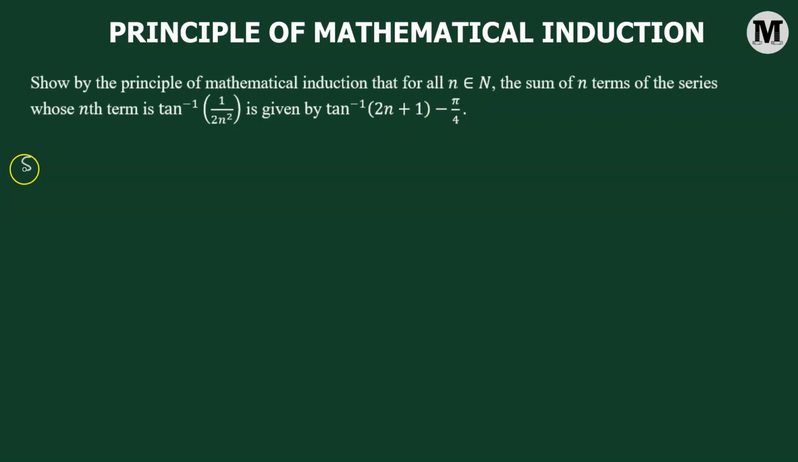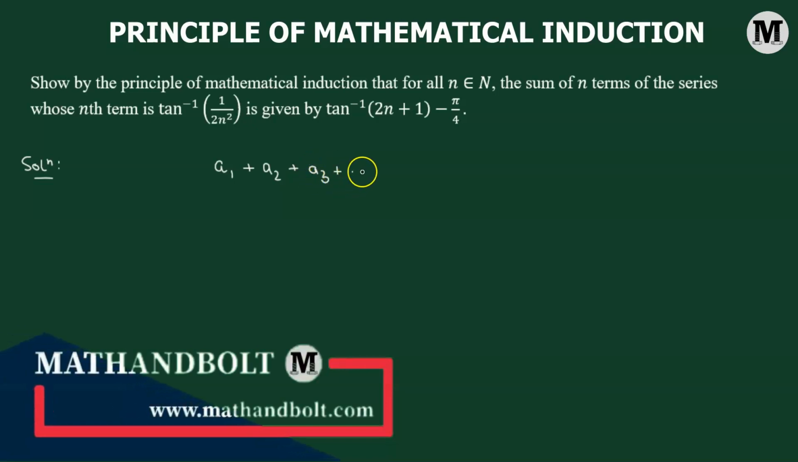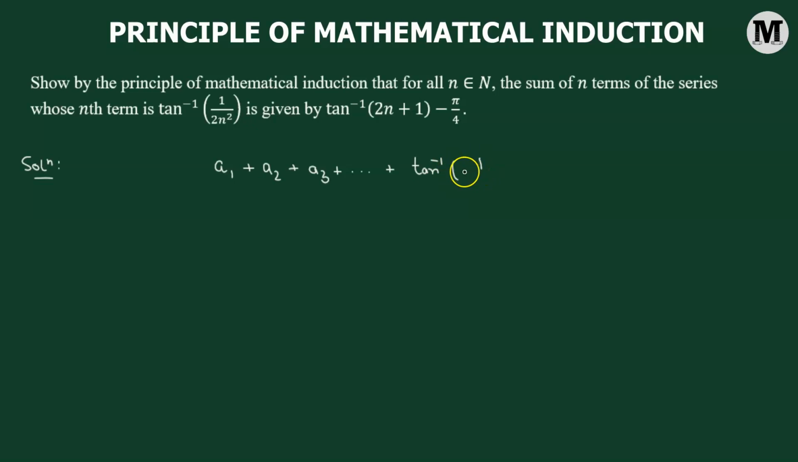Okay, let us begin. First, we're going to rewrite the series. Let us suppose that the first term is a1, then the next term is a2, followed by the third term a3. This goes all the way up to the nth term, which is tangent inverse of 1 over 2 times n squared. And when we sum this series, the result is also given to us: tangent inverse of 2 times n plus 1 minus pi over 4. So this much information is given to us.